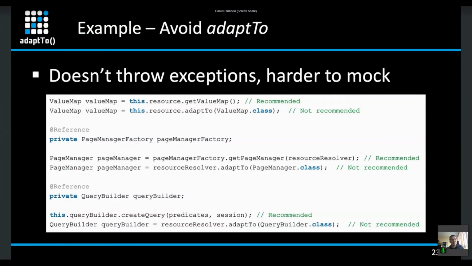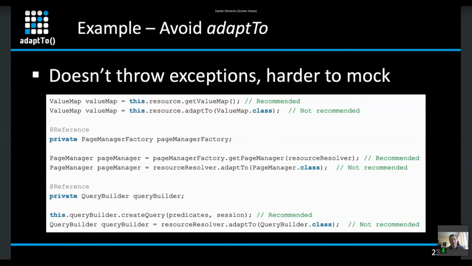And my last example is to avoid the adaptTo method. Yes, I came to the adaptTo conference and I say that you shouldn't use adaptTo. There is one simple reason: it's simply, I think, outdated, because it was designed to return null values, and null values lead to null pointer exceptions. With Java 8, we have the Optional class, and we can completely get rid of null pointer exceptions from our logs. And the other reason is that it's simply harder to mock.